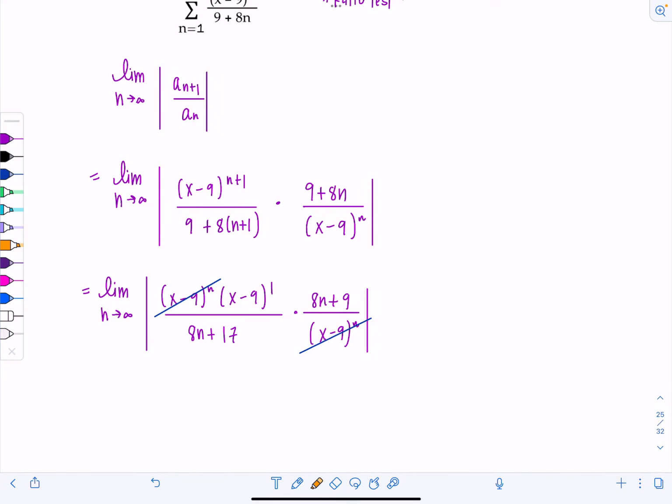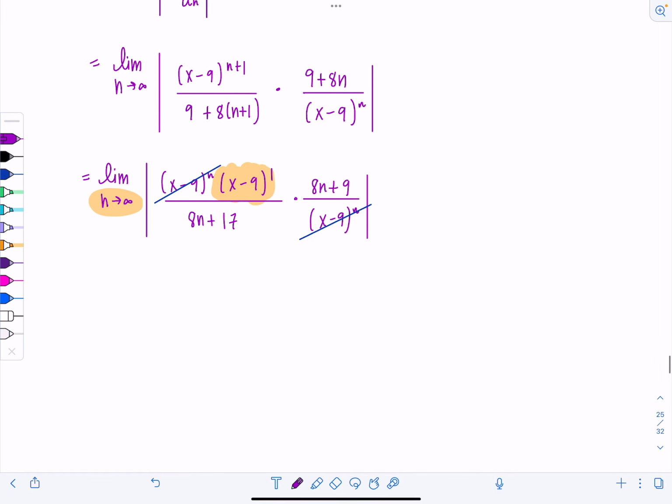And here's the interesting part. So the limit is as n goes to infinity. So this absolute value of x minus 9 is not changing as n goes to infinity, so you can take it out of the limit. Just keep the absolute value because I don't know, x could be positive, x could be negative. n is going to infinity, I know n is positive, but I don't know about x. So keep those absolute values on there. So you have the absolute value of x minus 9 outside.